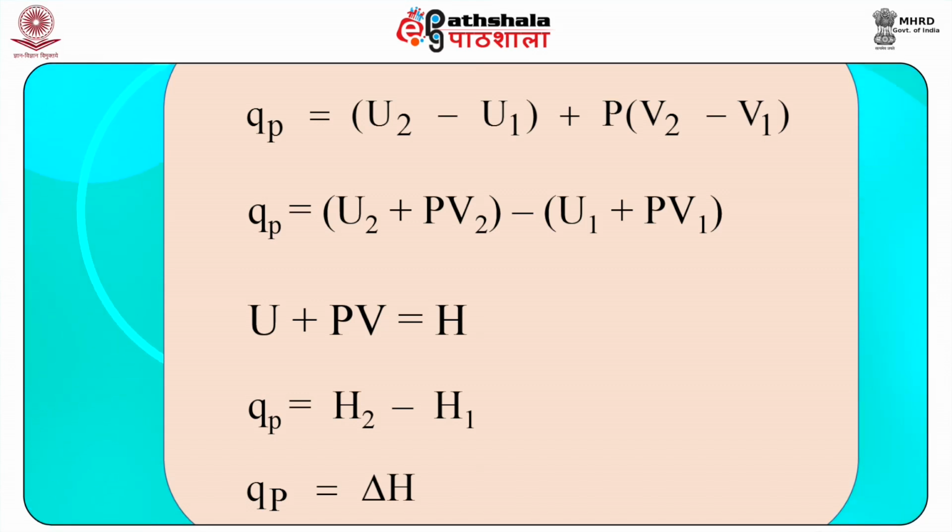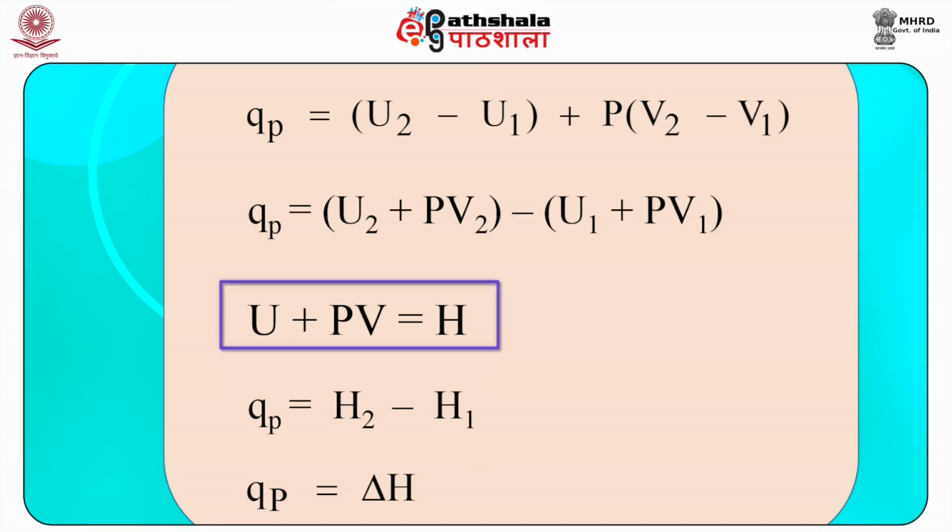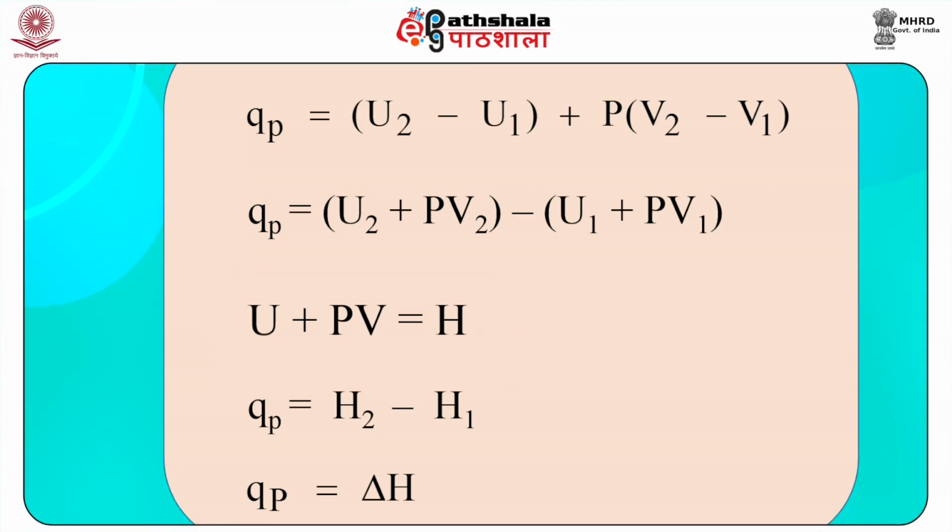All three of them are state functions. Therefore, the quantity U + PV should also be a state function. The quantity U + PV = H is known as enthalpy, and the change in enthalpy will give the amount of heat absorbed at constant pressure, that is Qp = ΔH.